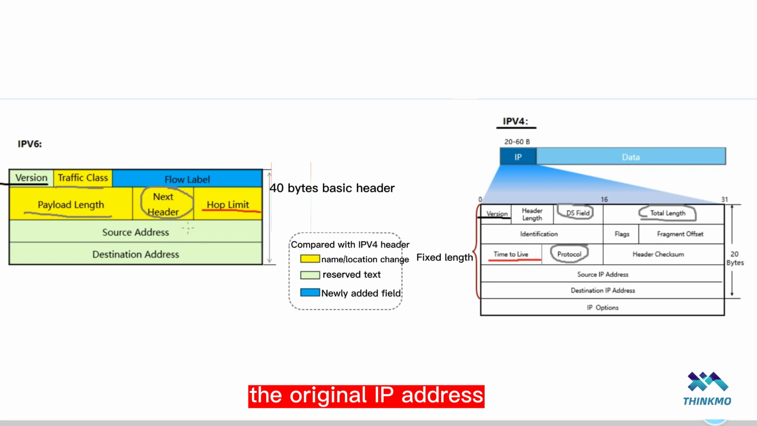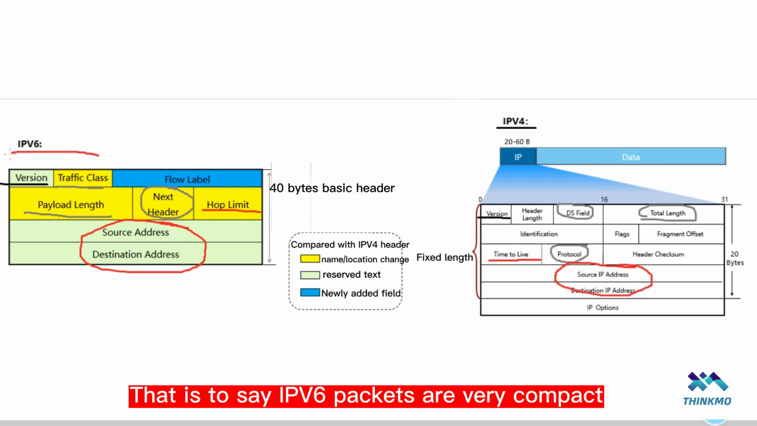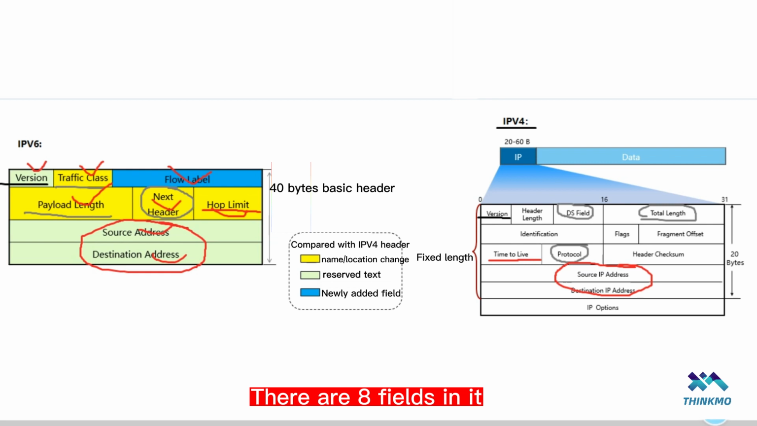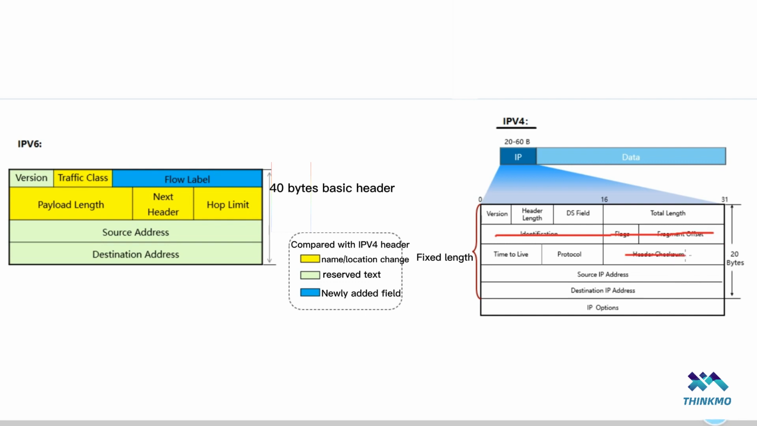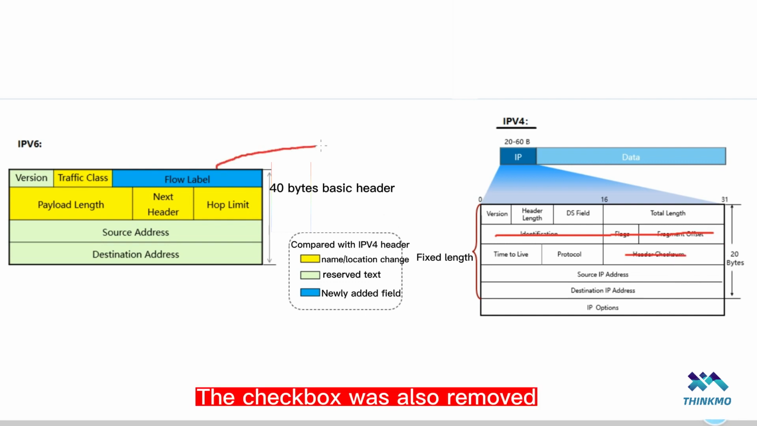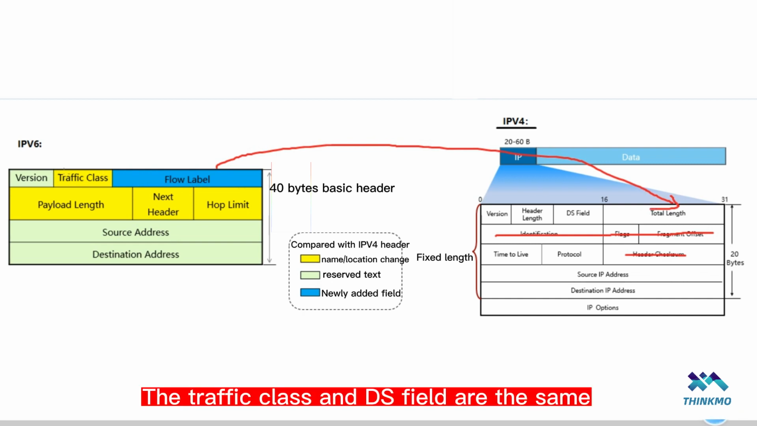The source IP address and the destination address are still there. That is to say, IPv6 packets are very compact. There are 8 fields in it. In addition, the 3 IPv4 fragmentation fields are removed. The checksum was also removed. The total length is replaced with the flow label. The traffic class and DS field are the same.